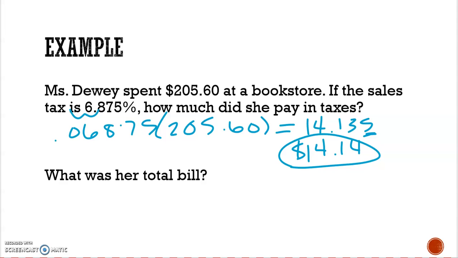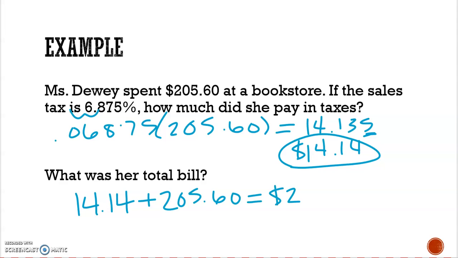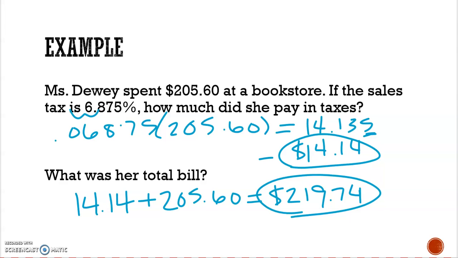Now if it said what is her total bill, which is the next question, we're going to take that 14.14 and we're going to add it to the 205.6. All right, so that is going to give us $219.74. So notice how you can't really do the total part until after you found the tax or the tip, because we need that amount to add it to the original.